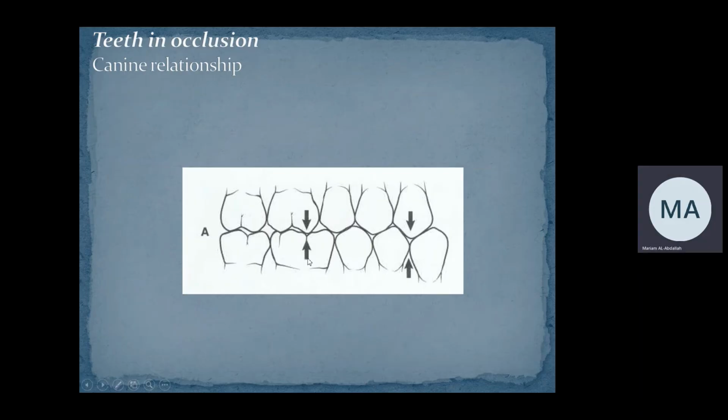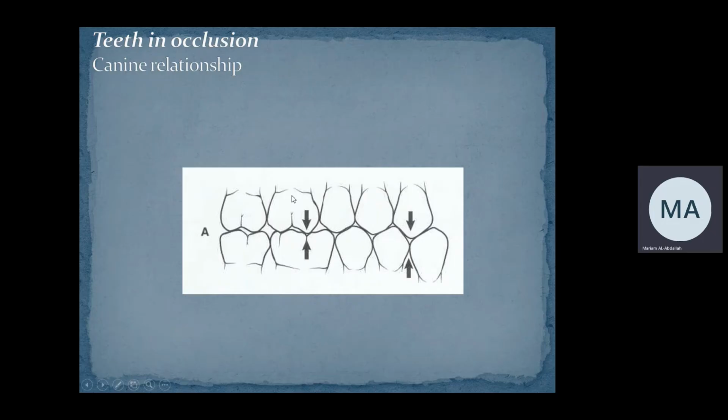Exactly like we described the molar relationship, we can talk about the canine relationship. A class 1 canine relationship is the anterior posterior position of the cusp tip of the upper canine in relation to the lower. Class 1, it should fit between the lower 3 and 4. So it should fit in the embrasure here. So this is considered class 1 canine relationship. If the cusp tip is positioned or occludes anterior to this position, then we call this class 2. If it's posterior, then we call this class 3 canine relationship.